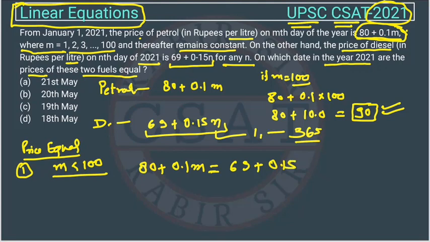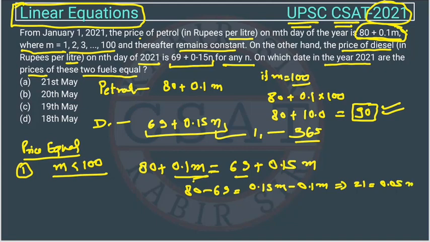So m is equal to n, so this n we can replace with m. Now we will solve this equation. This will become 0, this will go to the right-hand side, and 69 will come to this side. So the equation becomes 80 minus 69 is equal to 0.15 m minus 0.1 m. When we solve this, it will be 21 is equal to 0.05 m. So m will become 21 upon 0.05.